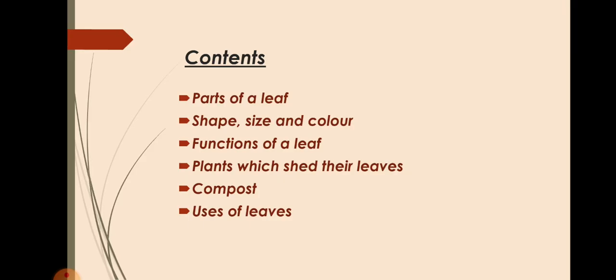Let us have a look at the contents of this chapter. And the contents are parts of a leaf, shape, size and color, functions of a leaf, plants which shed their leaves, compost and uses of leaves.